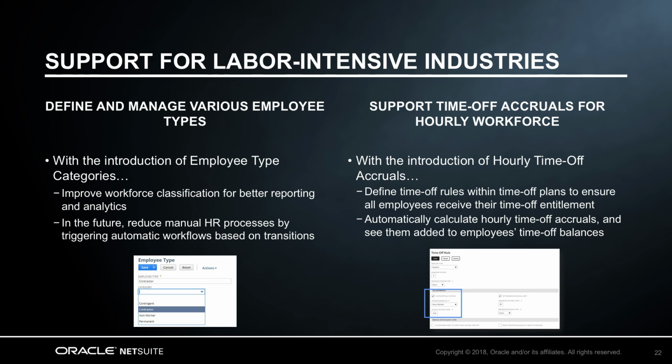Industries such as services, warehouse, and manufacturing also tend to have employees that are paid based on the number of hours they work, meaning that companies need the ability to automatically accrue time off based on their hours and the employee's hourly accrual rate. With the 19.1 release, companies can define hourly accrual time off rules, which are used to automatically calculate employees' time off accruals. NetSuite's time off plans not only support fixed amount accruals based on annual entitlement, but also hourly accruals based on an hourly rate and time off that's set as track only.